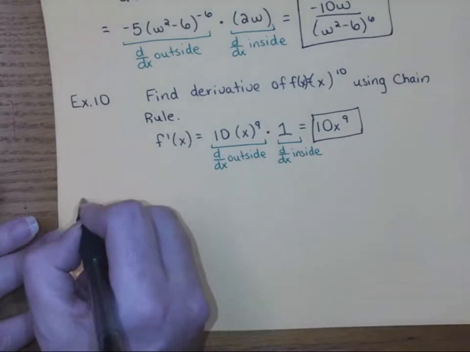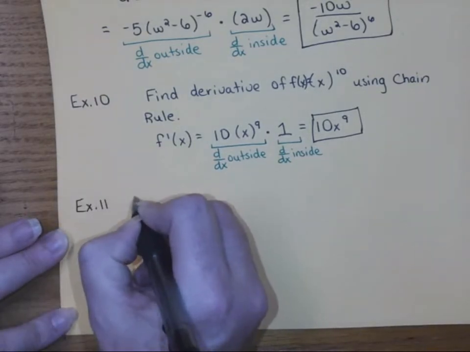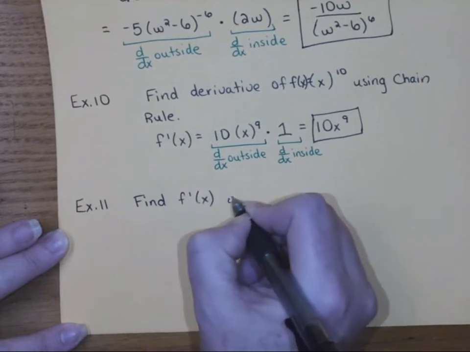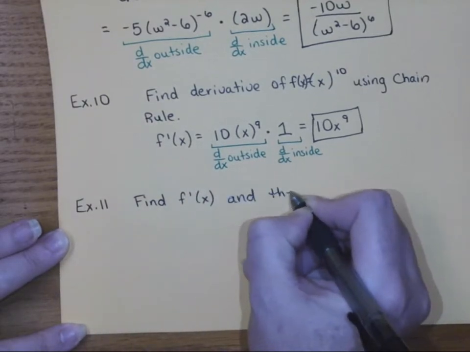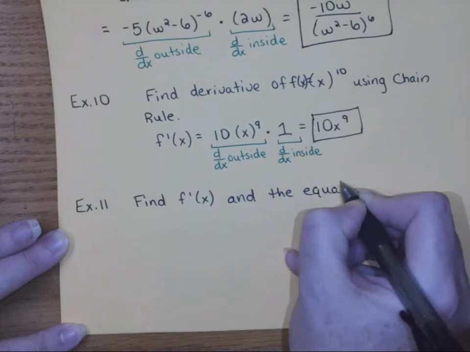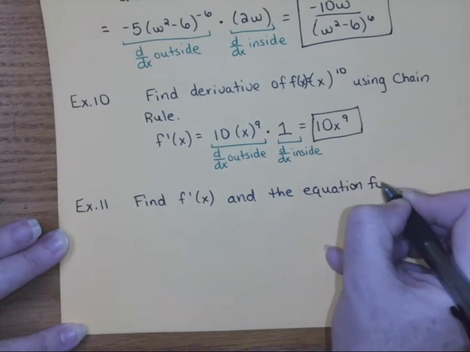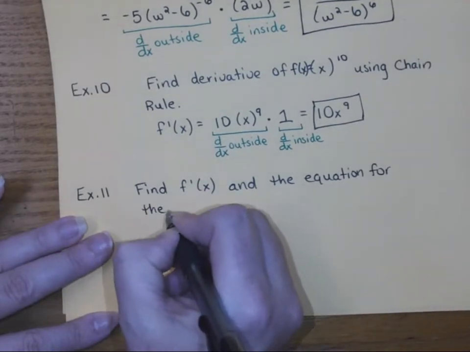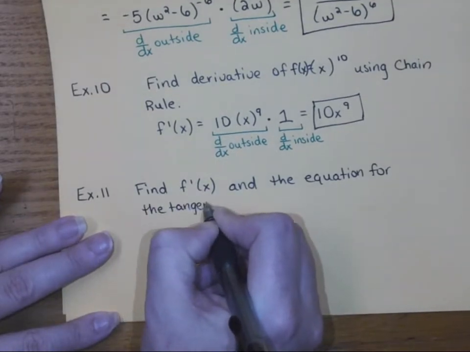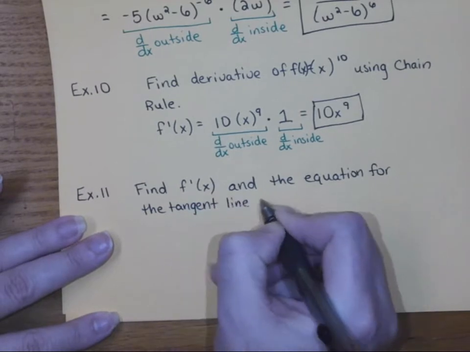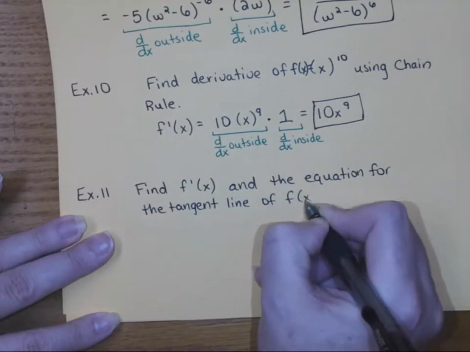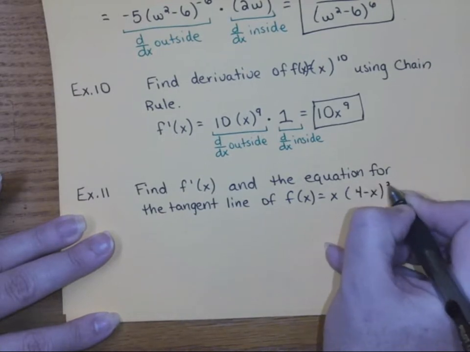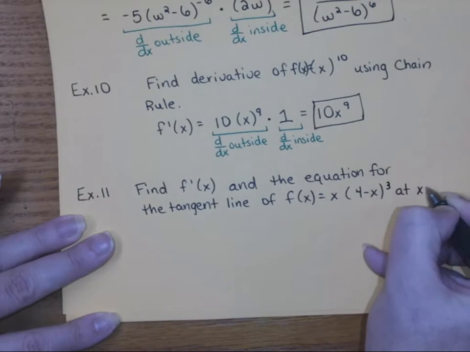All right, so let's do a few application problems. The look of these shouldn't be foreign to you. It's just that we're going to need our new chain rule to be able to do pieces of it. So find f prime of x and the equation for the tangent line of f of x equals x times (4 minus x) cubed at x equals 2.